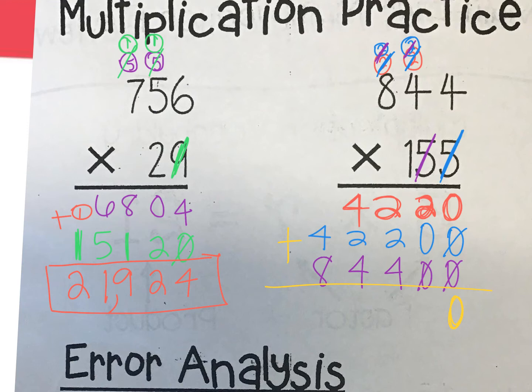2 plus 0 and 0 is just 2. 2, 2, and 4 is 8. 4, 2, and 4 is 10. Carry the 1. And then 1, 4, and 8 is 13. And the comma goes between the 0 and the 8. So my answer is 130,820. Okay.